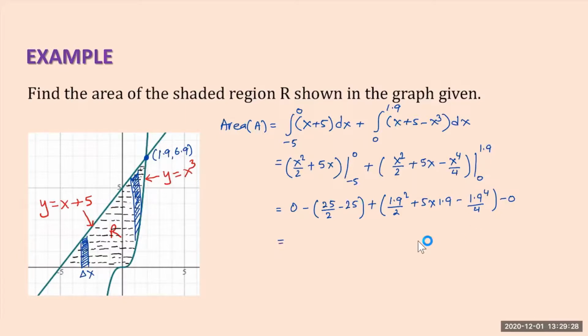Because it involves a lot of decimals here, we can simplify this using a calculator to get the final result. So we got the result 20.547. So that is the area of the region R shown here in this figure.